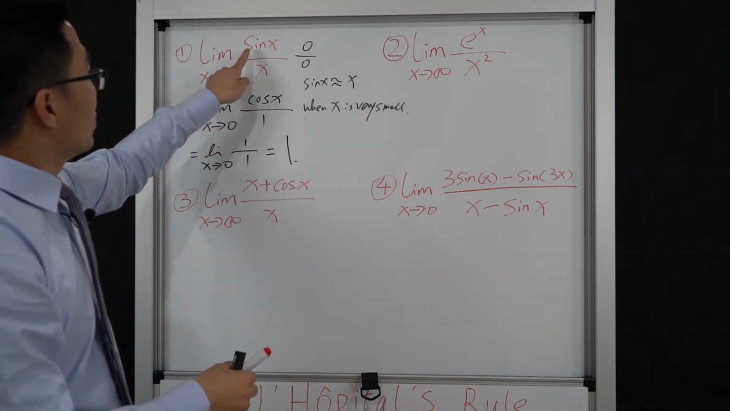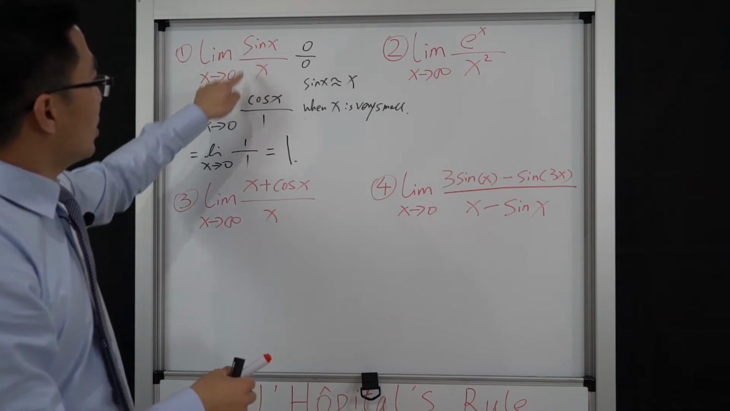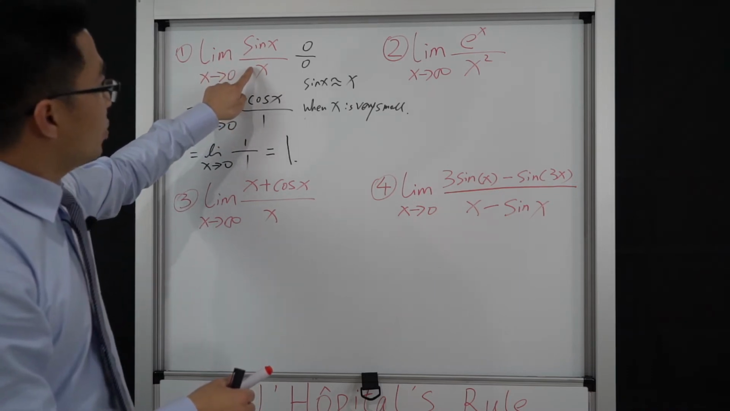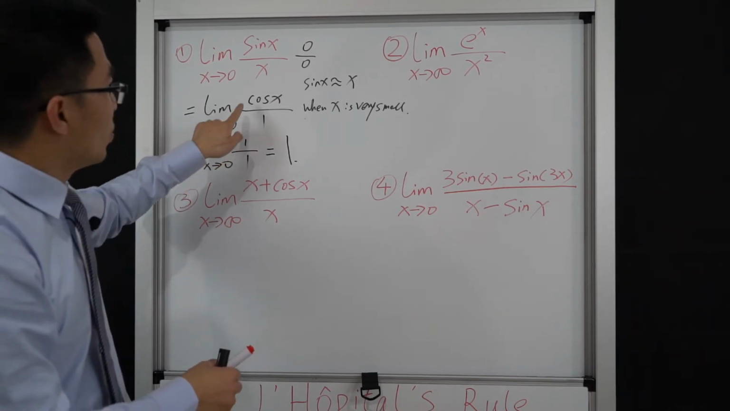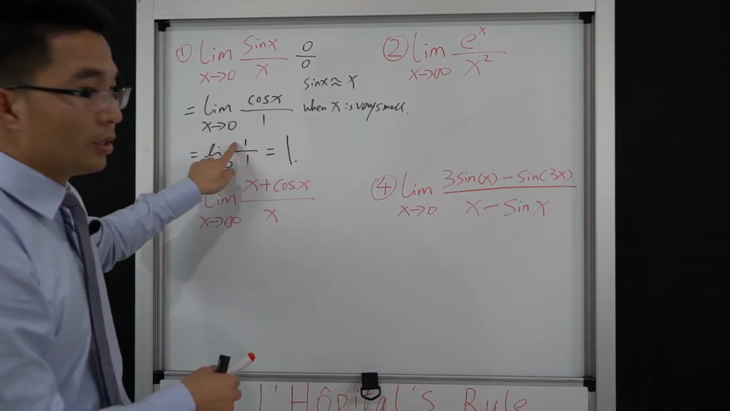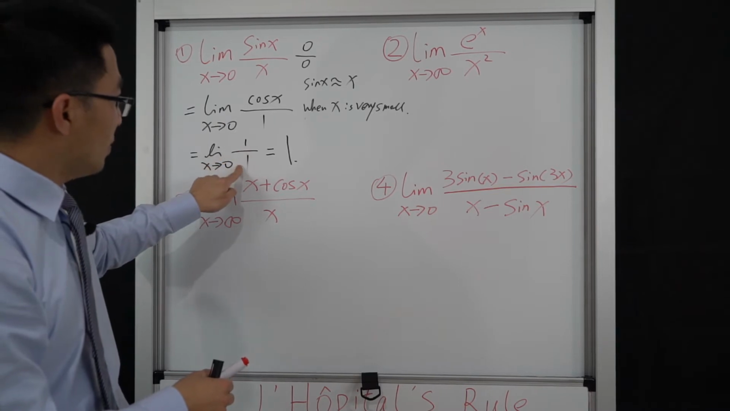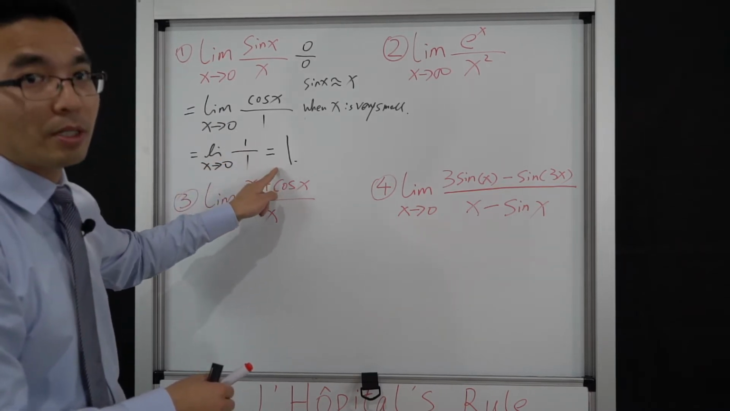The derivative of sin x equals cos x. The derivative of x equals 1. When x is approaching 0, cos 0 is 1. Then 1 over 1 is 1. So the final limit is 1.